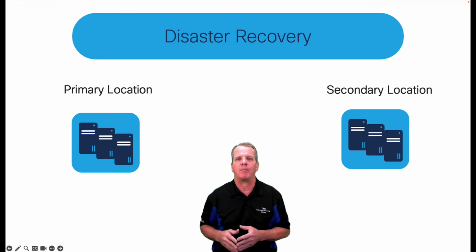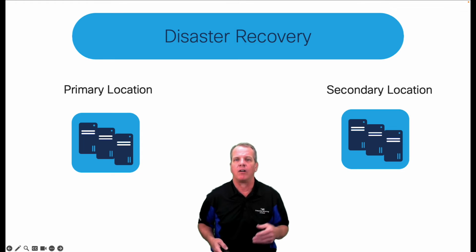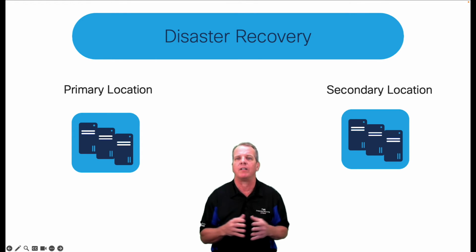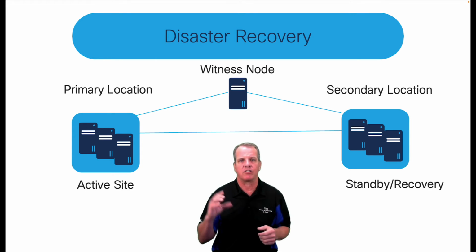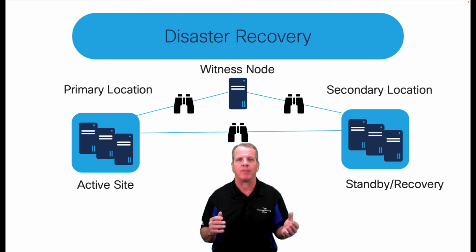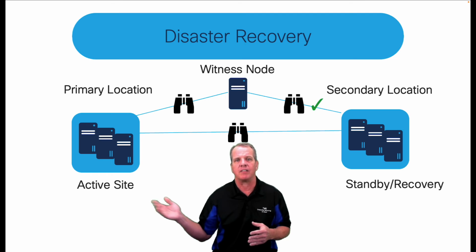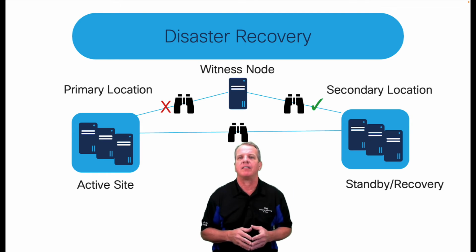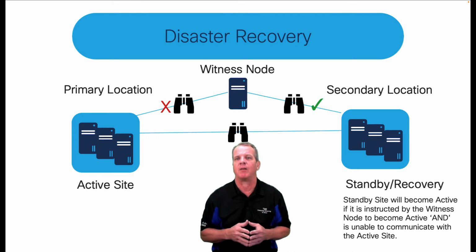In addition to the primary and secondary locations, you'll also need a 3rd location to run the witness node. The witness node is a small VM that helps determine which location is the active site. If the witness node can see the recovery site, but not the active site, it sends a signal to the recovery site to become active.